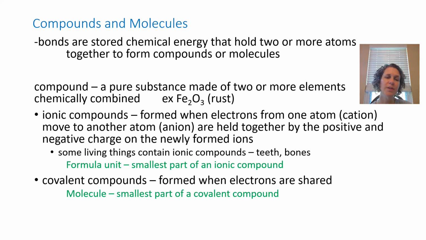When we're talking about ionic compounds, you always write them in kind of their reduced form. So you always write them in what is called the formula unit, and that's the smallest part of an ionic compound. Then you also have covalent compounds. This is what the majority of us is made up of, and these are formed when electrons are shared. These are molecules. That's the smallest written form of a covalent compound.